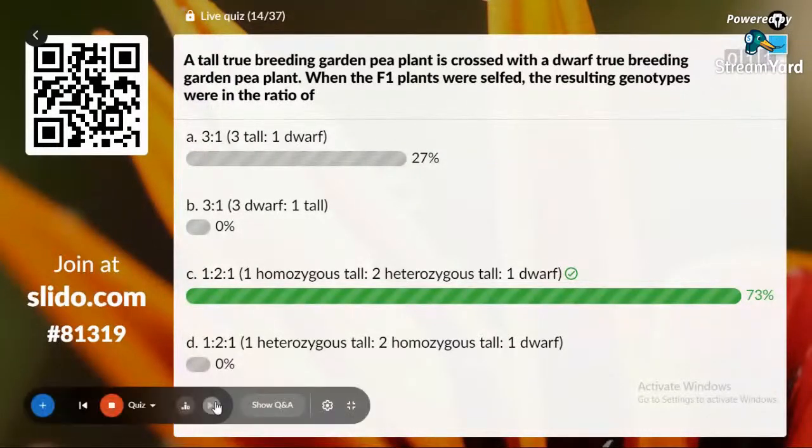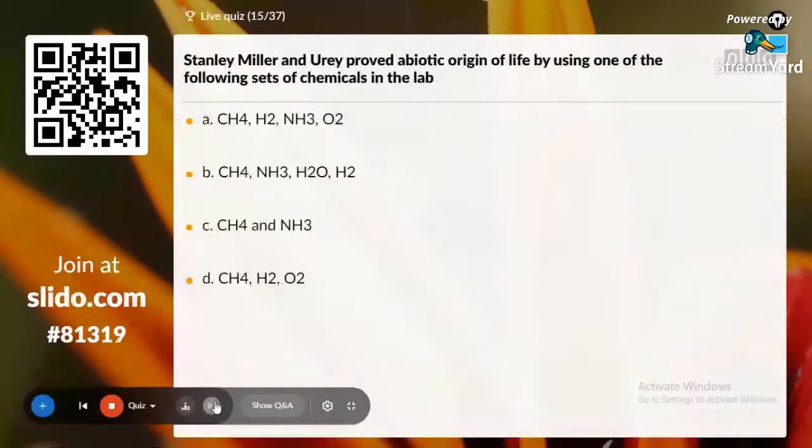15th question on the screen. Good question from the chapter Evolution. Stanley Miller and Urey proved abiotic origin of life by using one of the following set of chemicals in the lab. Methane, hydrogen, ammonia, oxygen; methane, nitrogen; methane, ammonia, water, hydrogen; methane and ammonia; methane, hydrogen, oxygen.